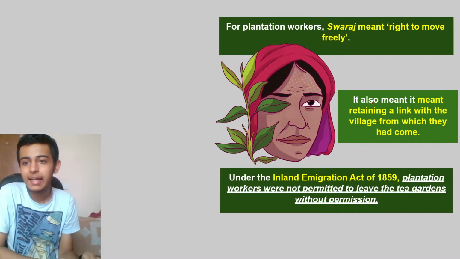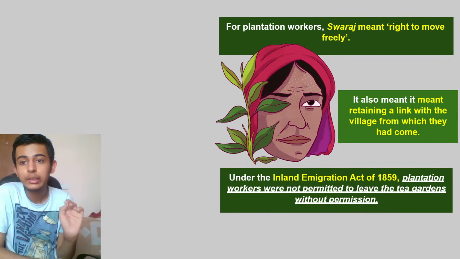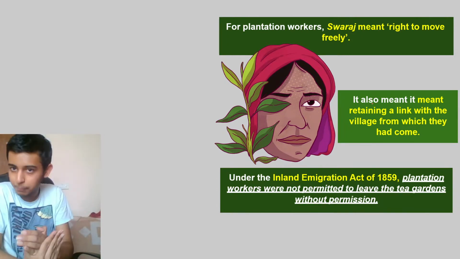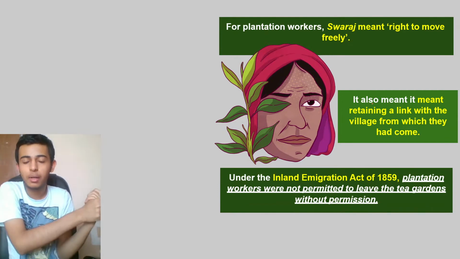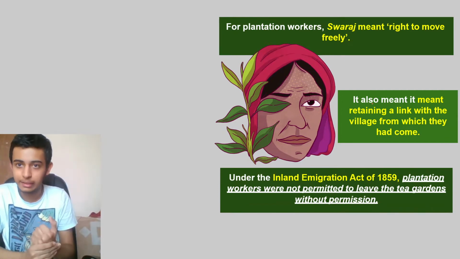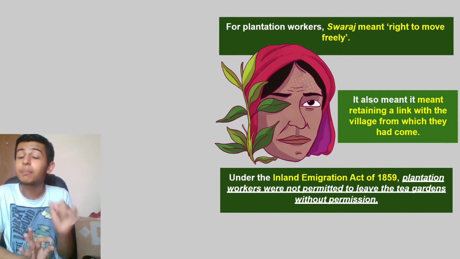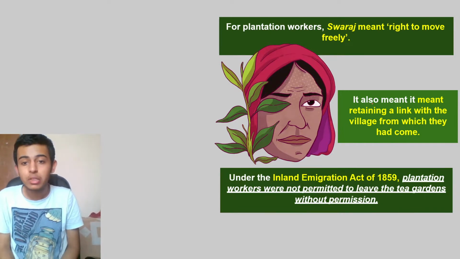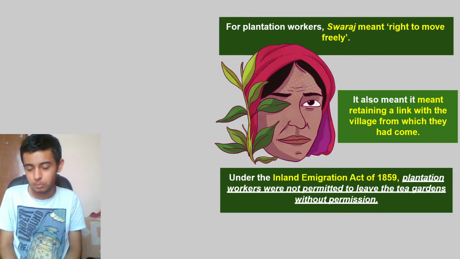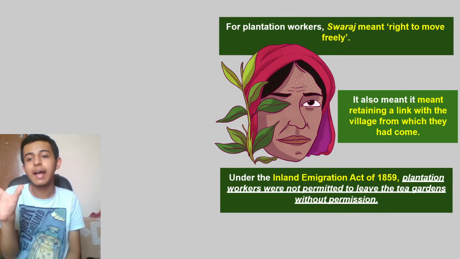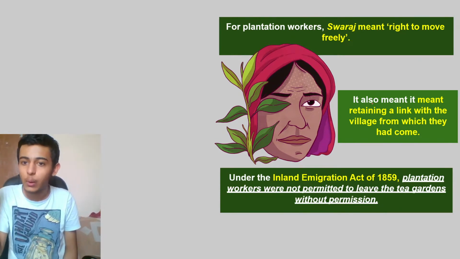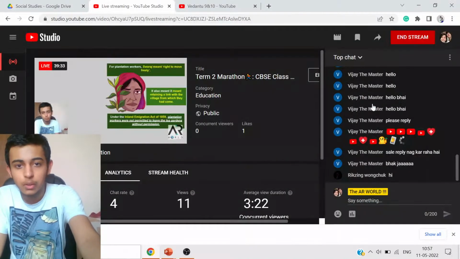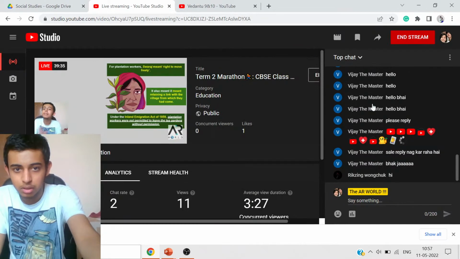It also meant retaining a link with the village from which they had come. So जिस village से आए हैं उससे उनको link मिलना चाहिए, उनको allow मतलब permission मिलनी चाहिए for going anywhere. But the problem was that under the Inland Immigration Act of 1859, plantation workers were not permitted to leave the tea gardens without permission. So in this act, plantation workers को allow नहीं किया था कि आप tea gardens छोड़ के नहीं जा सकते without permission. You have to take our permission.